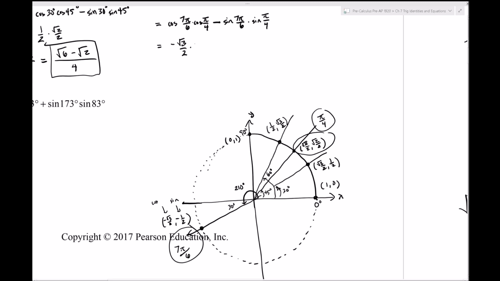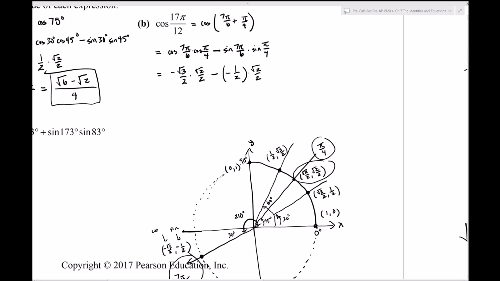So cosine of pi over 4, we know that's square root of 2 over 2, minus sine of 7 pi over 6. Here's the problem. The formula already has a minus. The value for sine at that angle is already negative, so I need to put a double negative on that. 1/2 times sine of pi over 4, which is square root of 2 over 2.